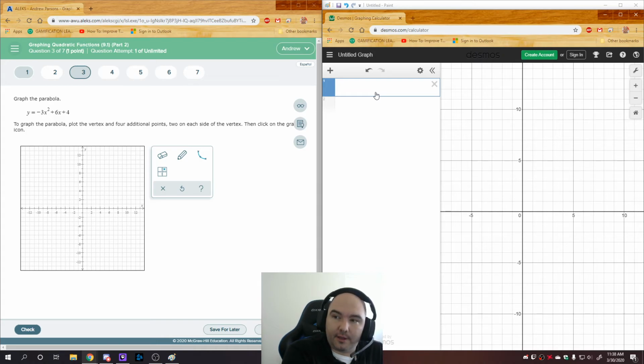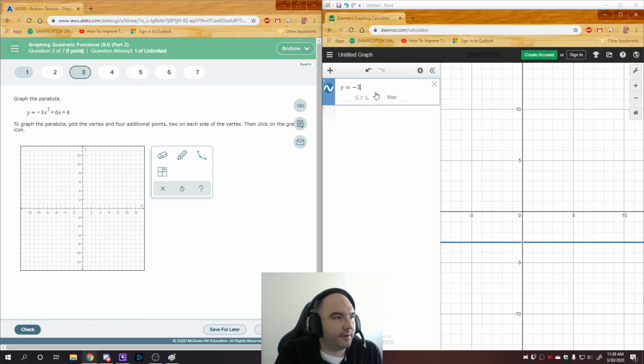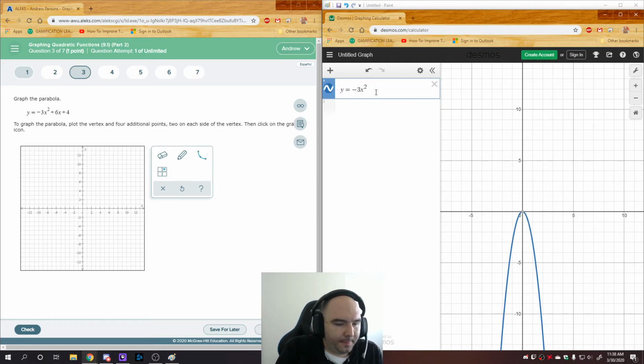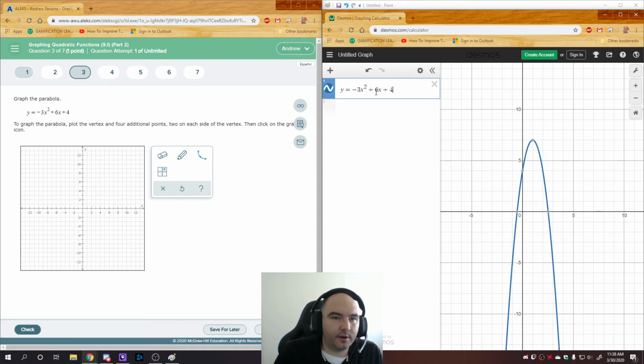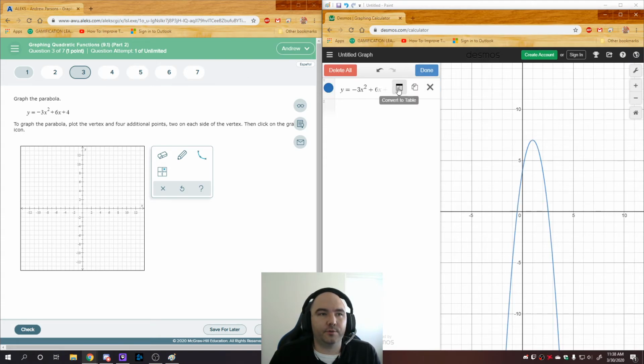So for those of you who are like, how did he do all that? I'm going to try and do it quicker so it doesn't sound as confusing. So y equals negative 3x squared plus 6x plus 4. I graphed it on Desmos. I look at the vertex. It's 1, 7. I convert this to a table.